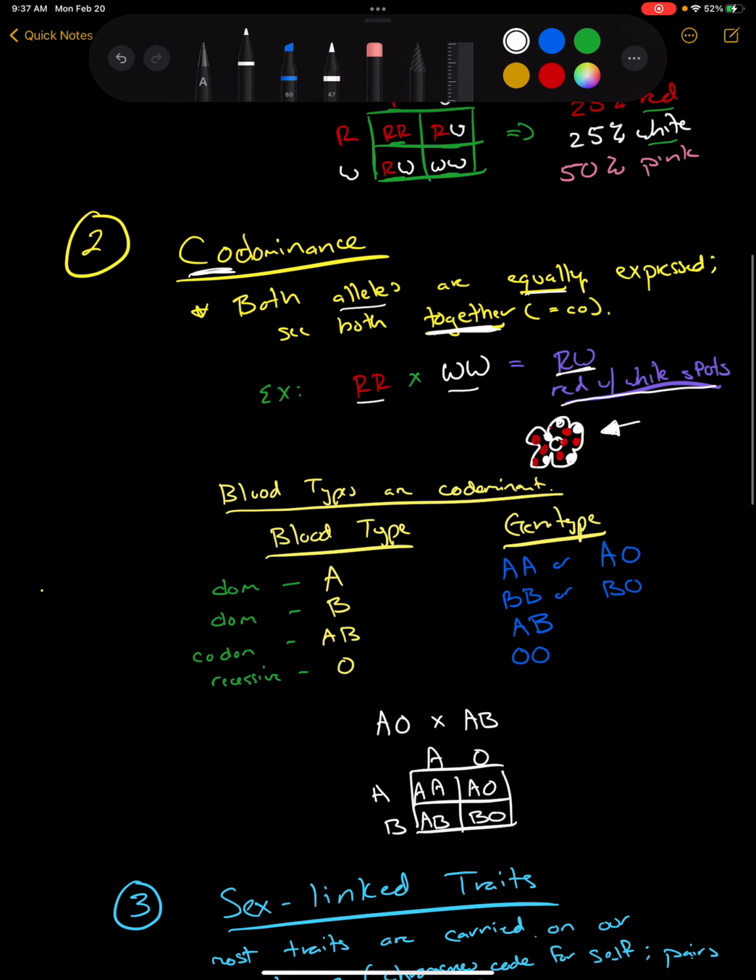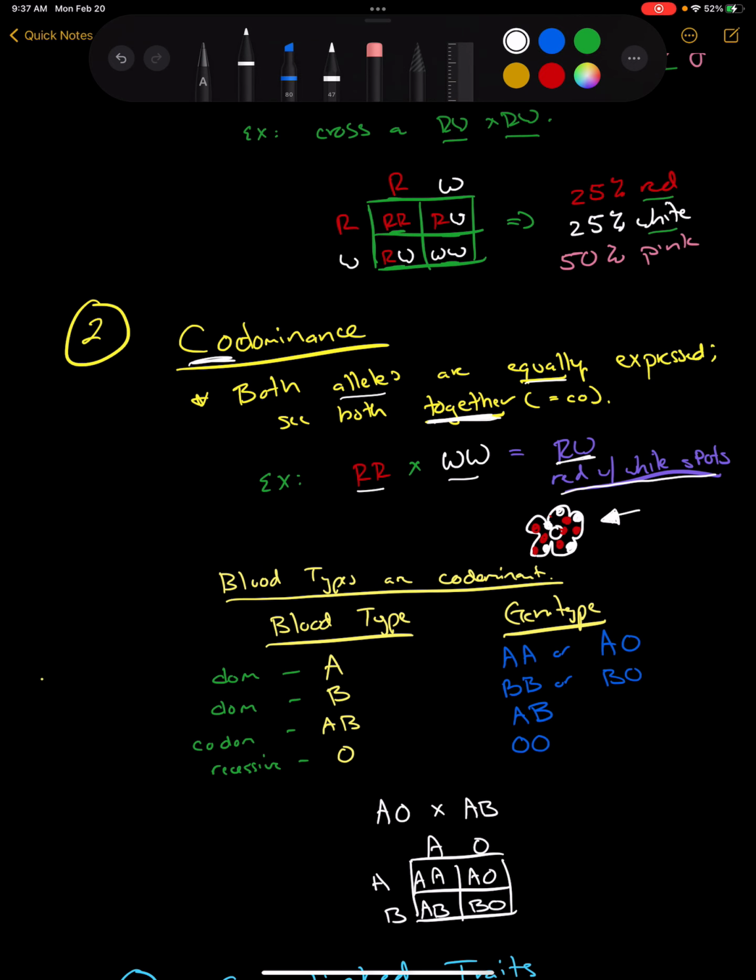Now, one classic example of codominance are blood types, right? And we've all heard of our blood types before. We know that we can have A blood type, B blood type, we can have AB, or we can have O. Now, when we look at blood types, A is a dominant blood type, B is a dominant blood type, which means they are co-dominant together. I don't get some kind of blend of the two, but I see both of them equally, and then we still have O blood, which is recessive.